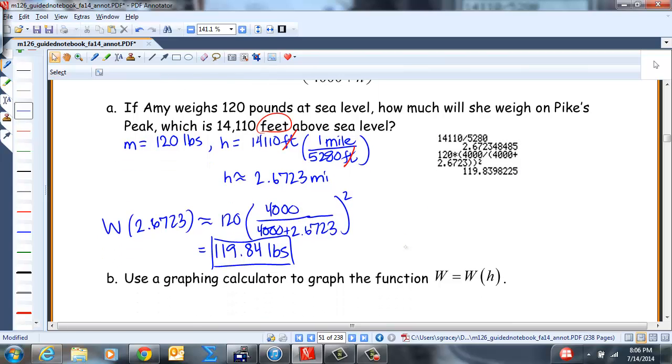Alrighty, now using a graphing calculator, let's graph this function. Now we have things in terms of y and x. So our input value, our independent variable, is going to be the x, and our dependent variable will be the y. So let's graph this.